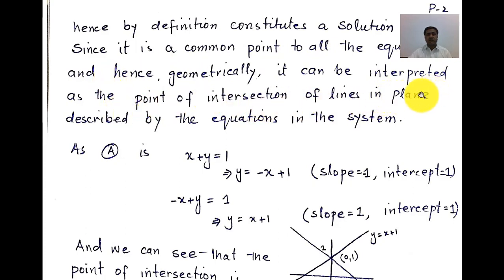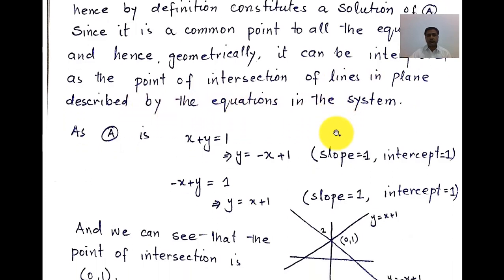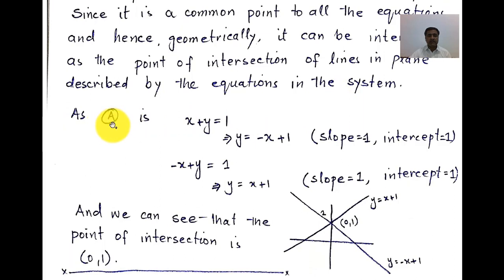Geometrically, since it is a common point, this can also be interpreted as the point of intersection of the lines in the plane described by the equations in a system. So if we consider once again the system in A, it can be written as x plus y equals 1, so y equals minus x plus 1. This has intercept 1 and slope minus 1. Intercept 1 means that it intersects the y-axis at this point. It has slope minus 1. So the graph of this equation y equals minus x plus 1, or x plus y equals 1, is given by this straight line.